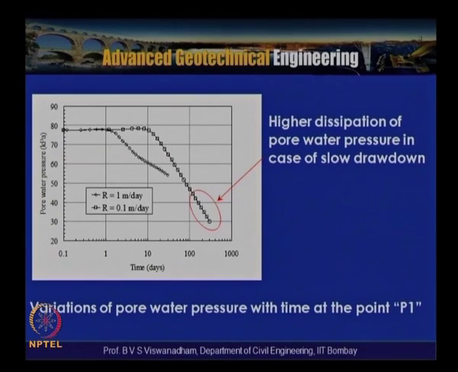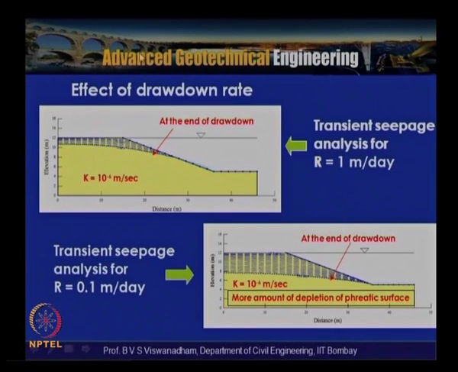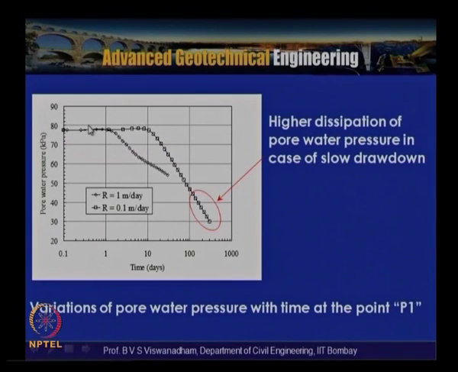If you plot the variation of the pore water pressures with time at this particular point that we selected here, and compare these points, you can see that with slow drawdown there is high dissipation of pore water pressure. With a rapid drawdown there is very little dissipation of pore water pressure. This implies that with high pore water pressures in the soil, the factor of safety can be affected and low factors of safety can be obtained.